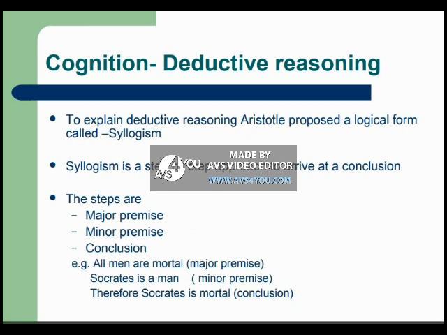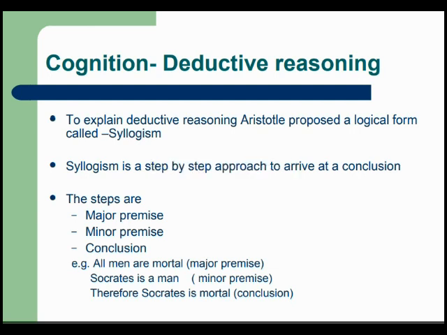Cognition, deductive reasoning. To explain deductive reasoning, Aristotle proposed a logical form called syllogism. Syllogism is a step-by-step approach to arrive at a conclusion. The steps are: major premise, minor premise, conclusion. Example: all men are mortal, major premise. Socrates is a man, minor premise. Therefore Socrates is mortal, conclusion.